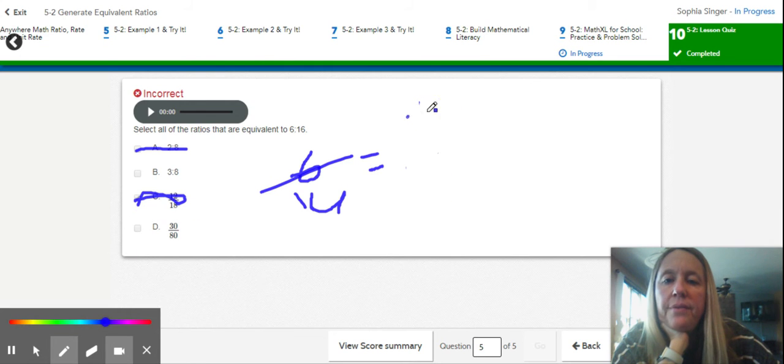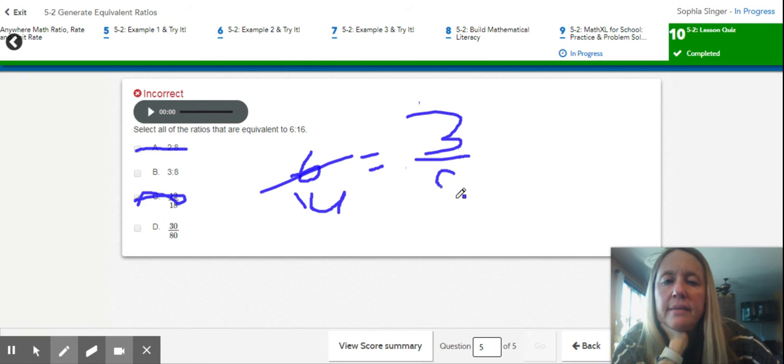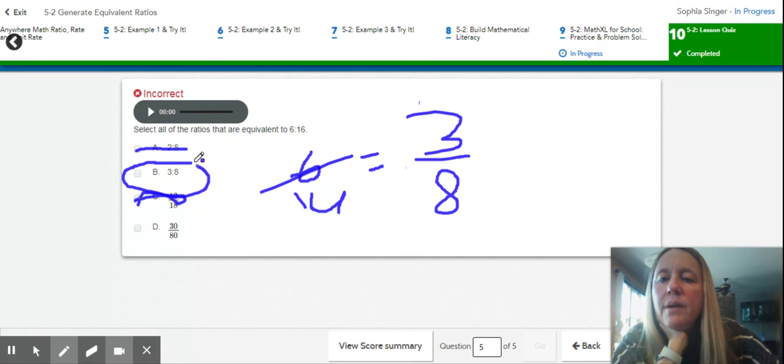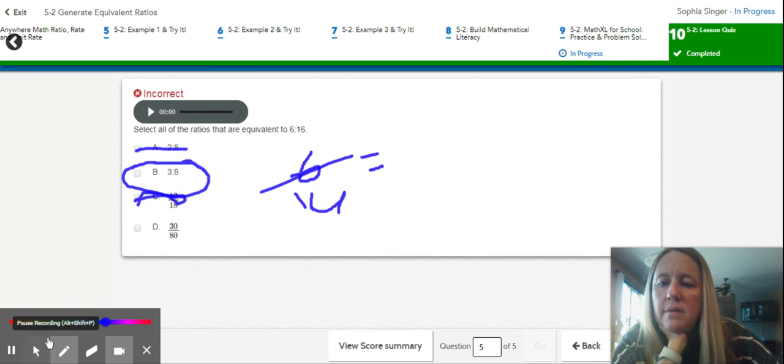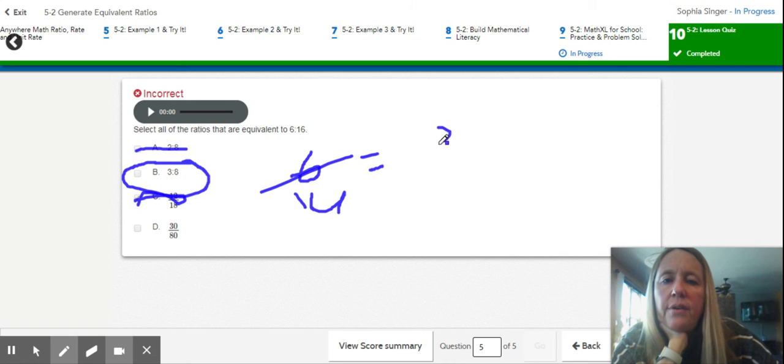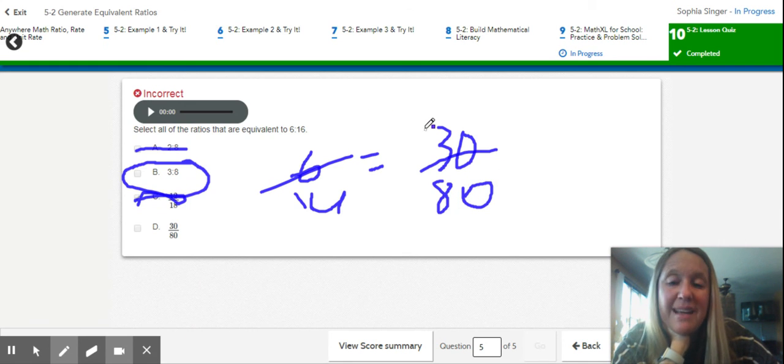How about 3 to 8? How do I get from 6 to 3? 6 divided by 2 is 3. 16 divided by 2 is 8. Yay, that one works. Okay, I have one left, 30 to 80. 6 times what gives me 30? Times 5. 16 times 5 gives me 80.